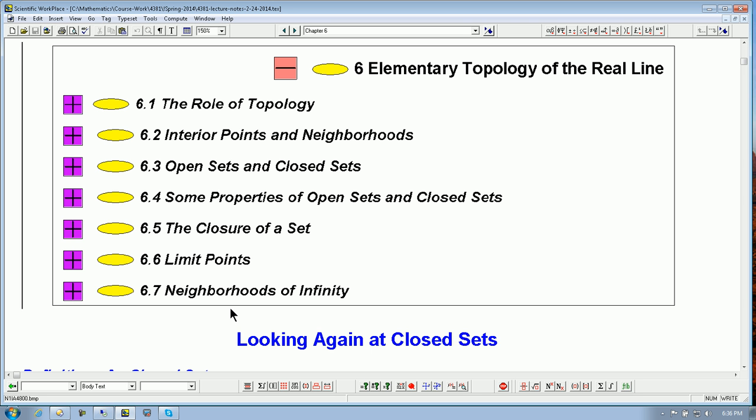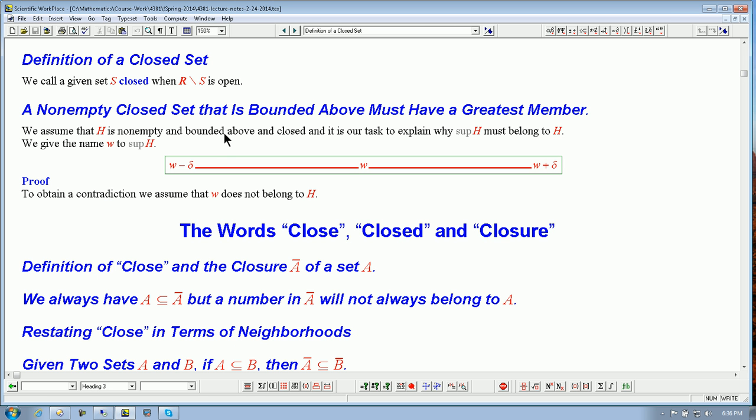Another open set is the entire number line. Every open interval is an open set. And then I talk to you about closed. When is a set called closed? When its complement is open. So what does it take for a set to be closed?